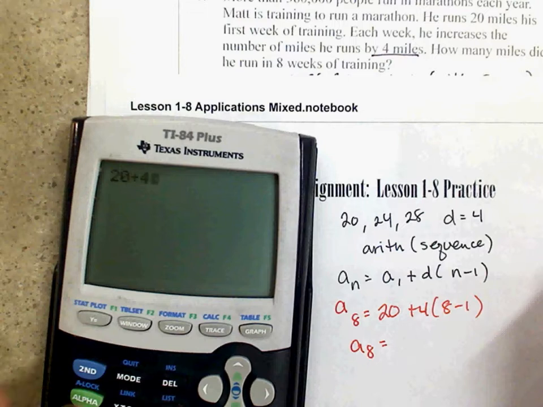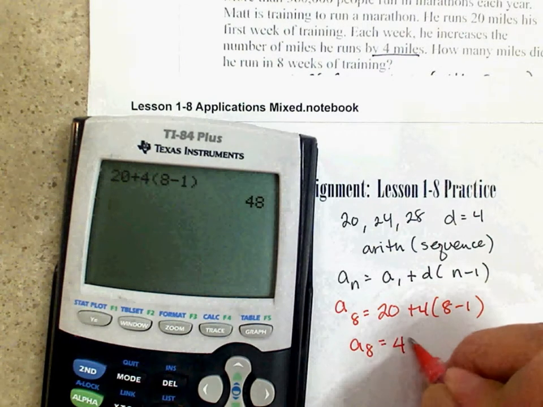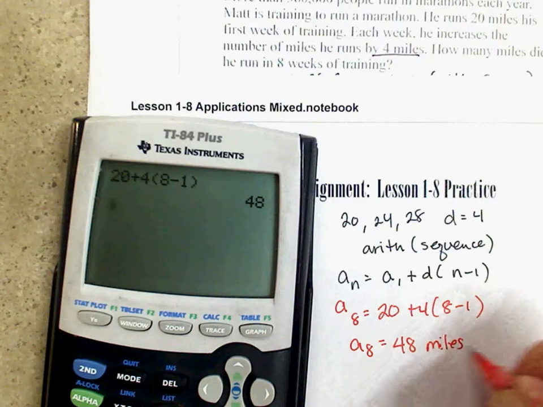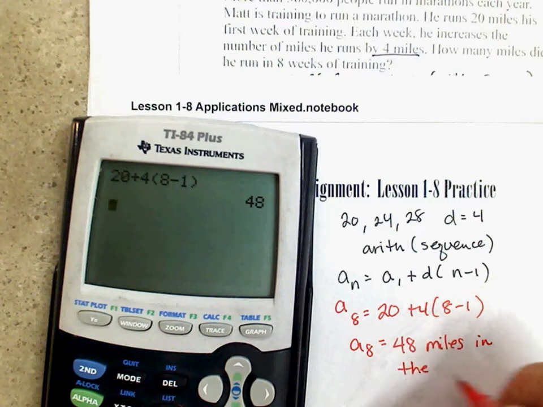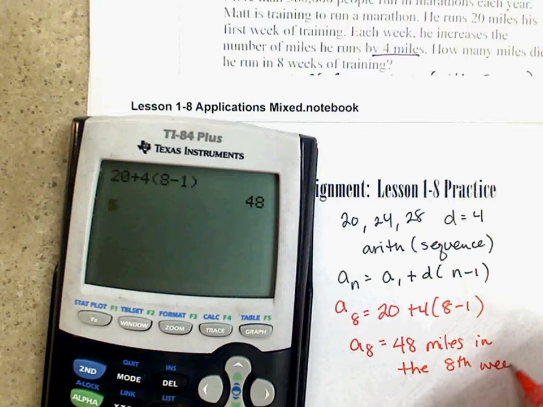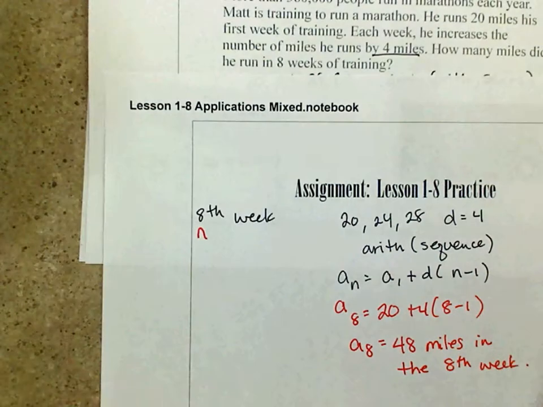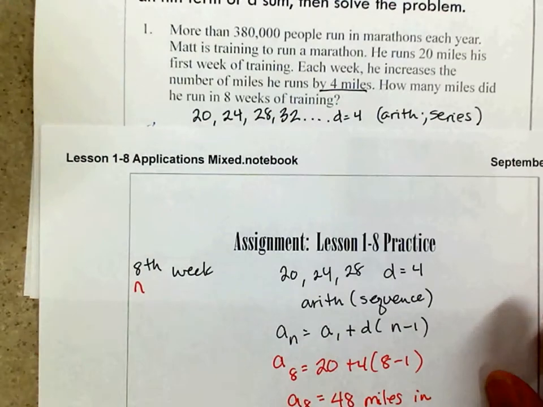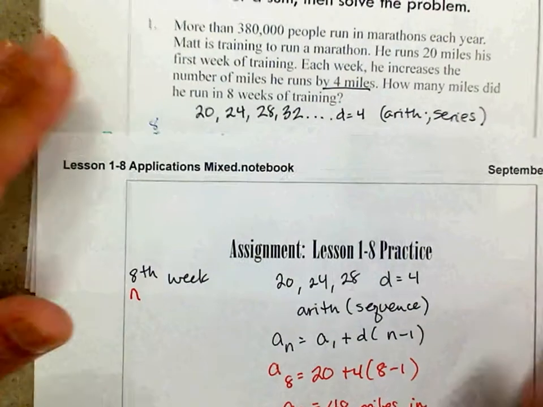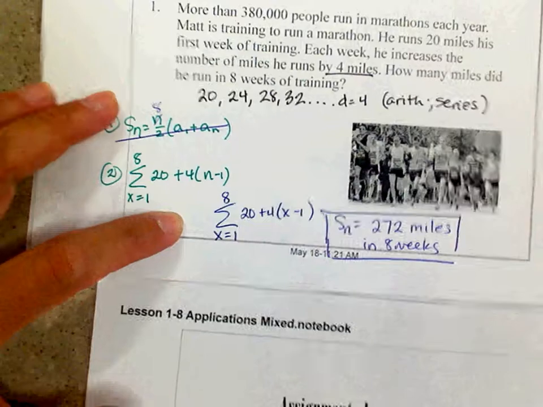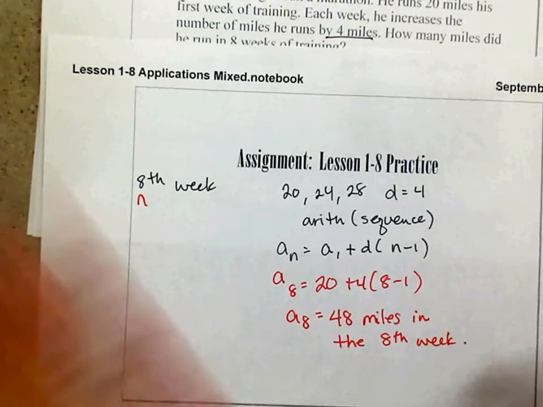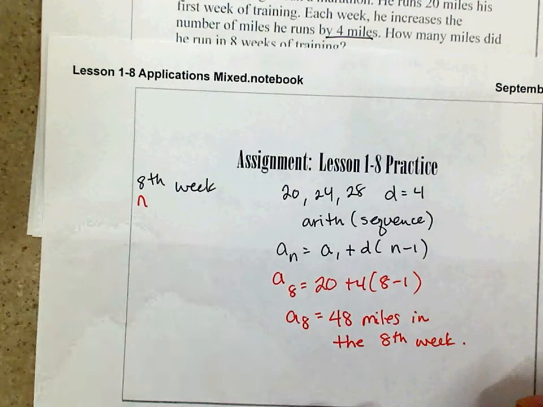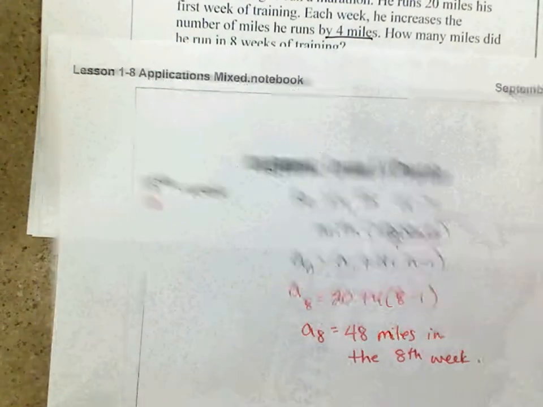Okay? So he ran 48 miles in the 8th week. Did you guys see that? But here it says, how many miles did he run in 8 weeks of training? So when it says 8 weeks of training, it means all of it. So that'll be your sigma, or your summation. Whereas if I just wanted the 8th week, I would use the sequence. All right? So does that kind of help you guys at all?